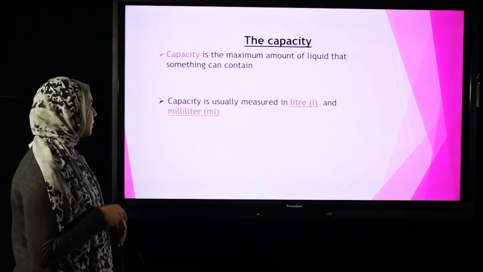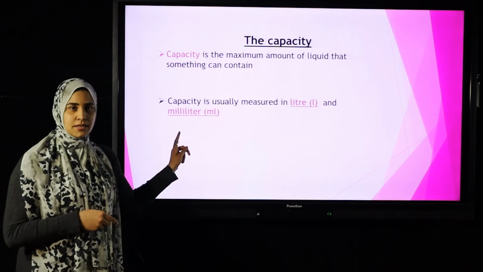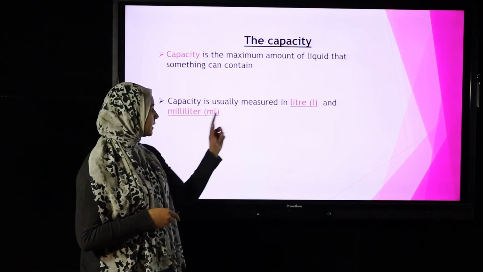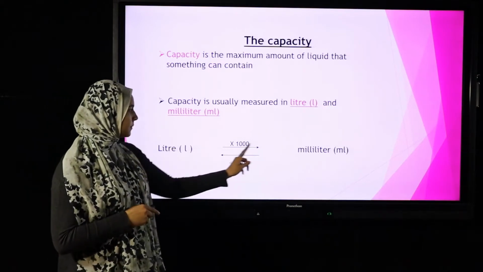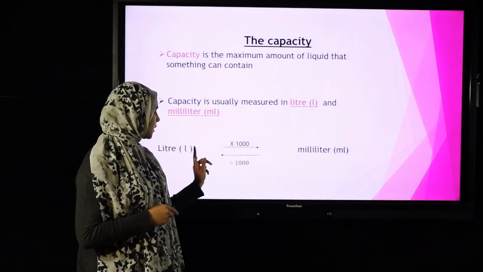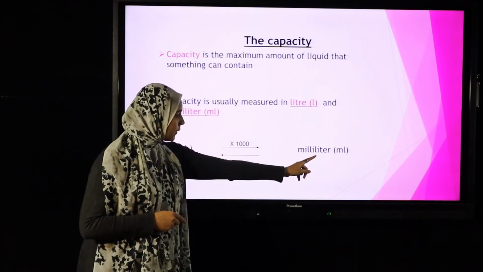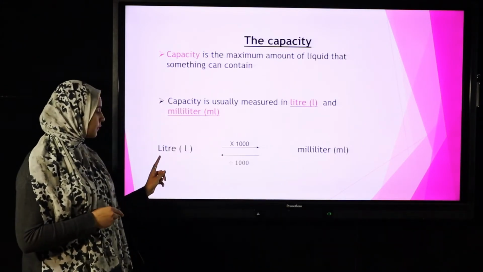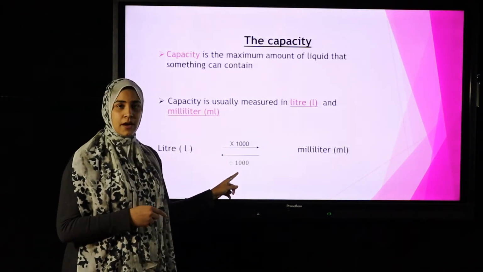We have the measuring unit for the capacity. We have two different units, liter and millimeter. How to make conversion between liter and millimeter if we have two of them? From liter to millimeter, it's times. So from the bigger one to the smaller one, it's times 1,000. If we are going from the smaller one to the bigger one, we are doing division. Again, it's division by 1,000.